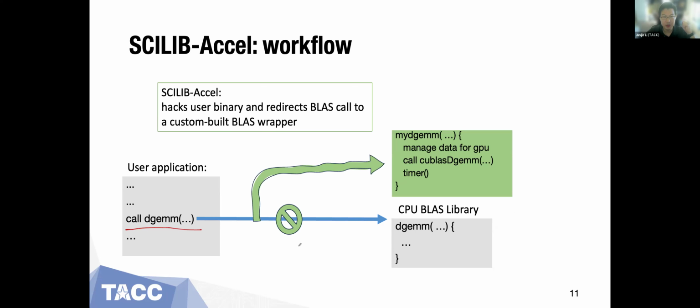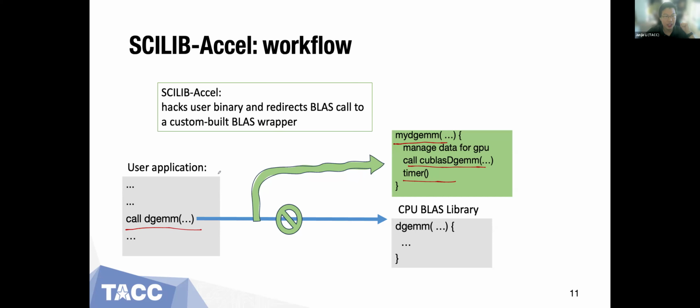We hack the user binary and redirect the BLAS call, instead of to the original CPU BLAS, to execute our own BLAS wrapper, say my DGEMM wrapper. Inside the wrapper, we can do data management. As I said earlier, automatic offload really needs good data management to reduce the transfer overhead. Inside the wrapper, we can do whatever we want. We can call a GPU BLAS, and we can add a timer so that it becomes a profiler. In fact, that's exactly how many profilers do symbol interception and timing.